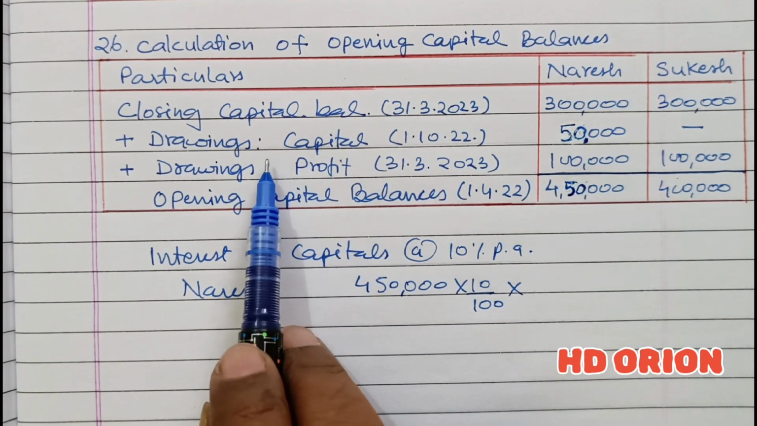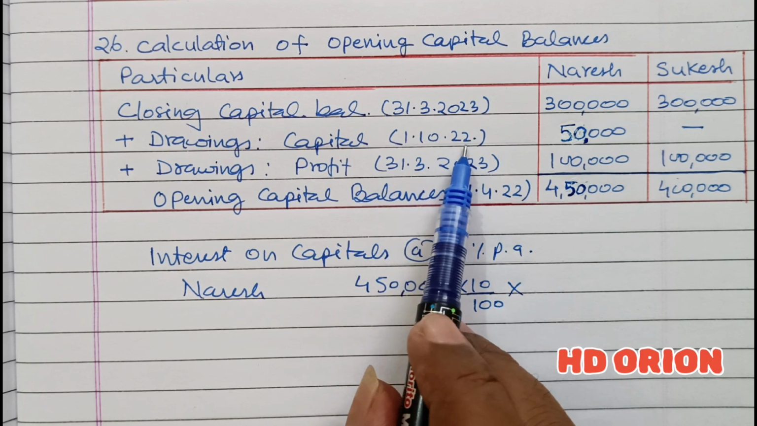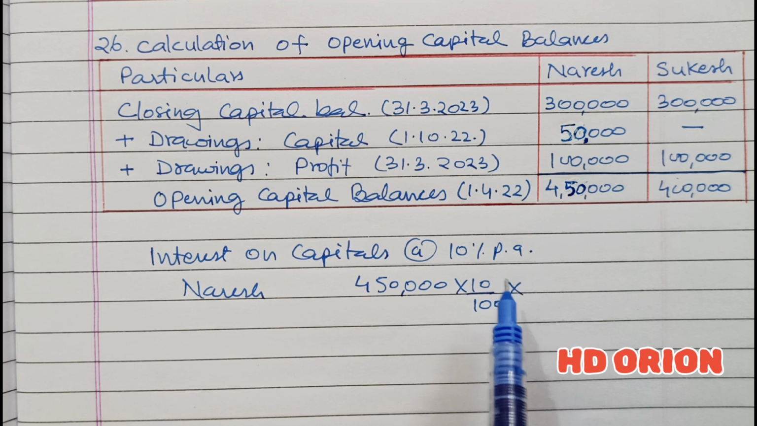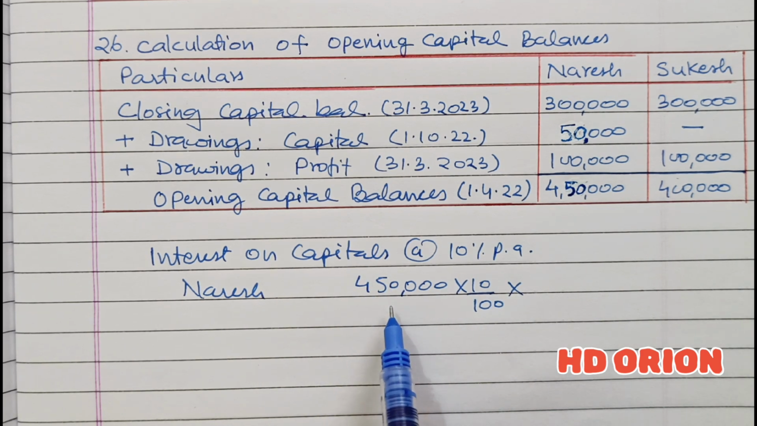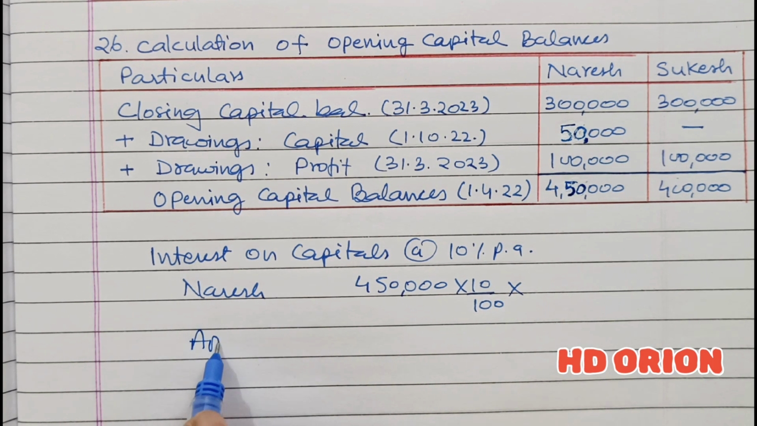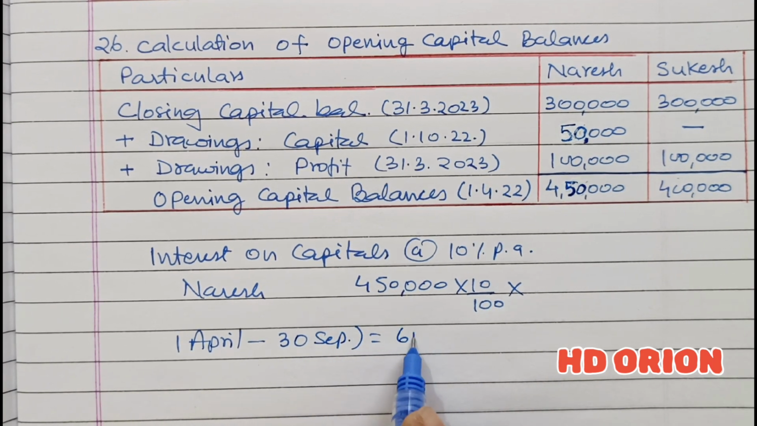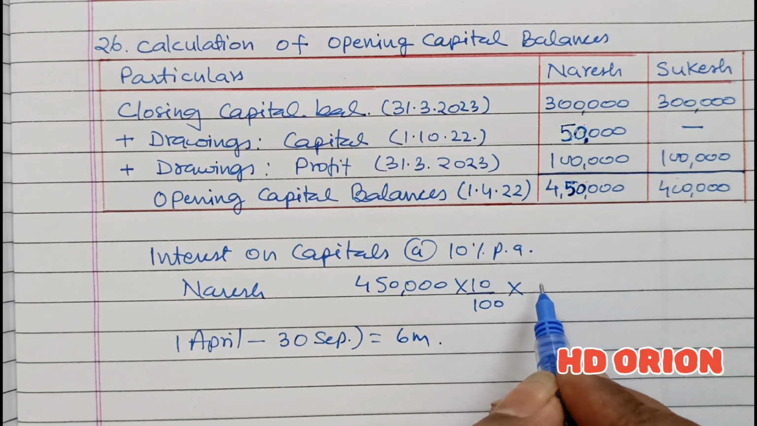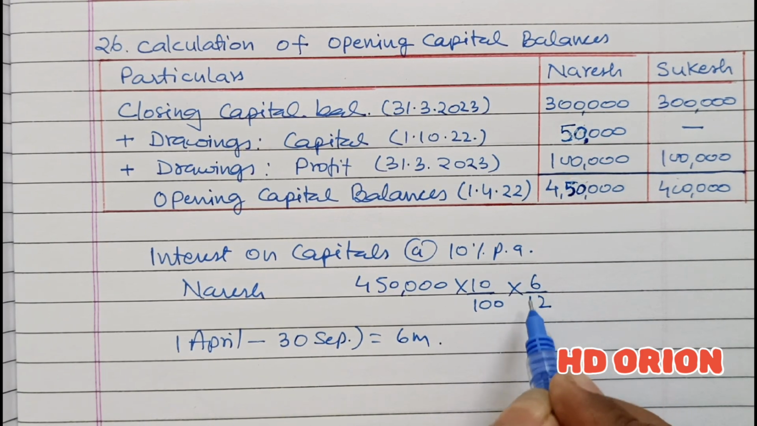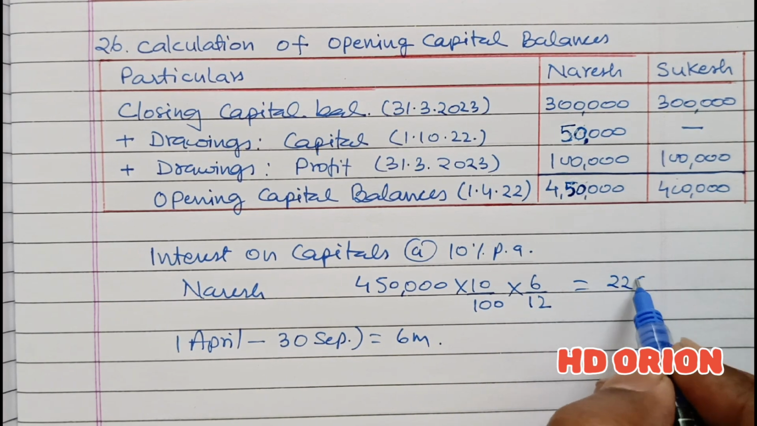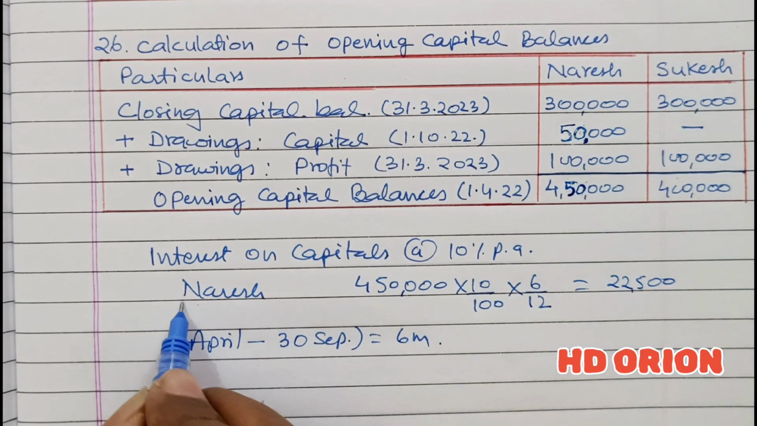But Naresh has made a drawing on 1/10/2022 of rupees 50,000, meaning after 6 months he has withdrawn. So this rupees 4,50,000 is there in the business only for the first 6 months, that is from April 1 to 30th September, which is how much? 6 months. So we will calculate interest only for the first 6 months, and it is 22,500 rupees for Naresh.